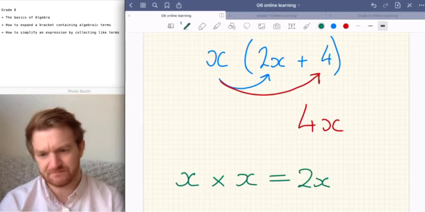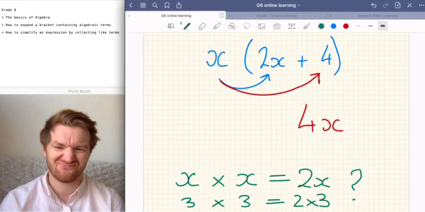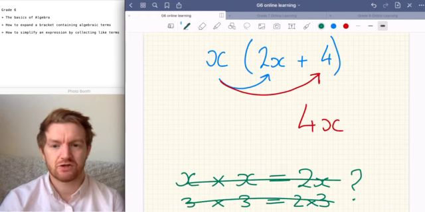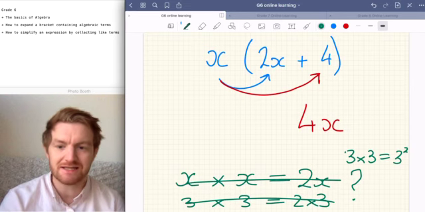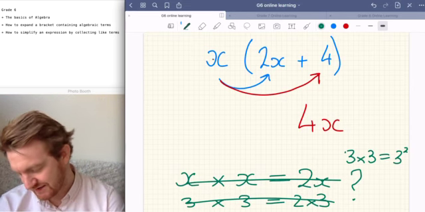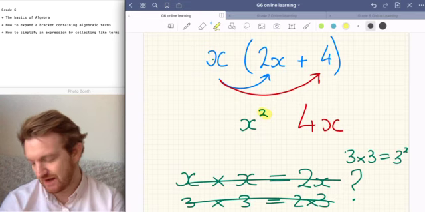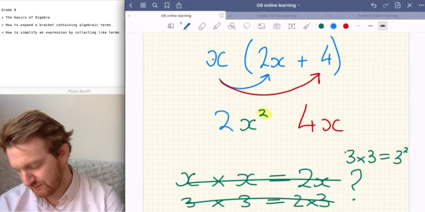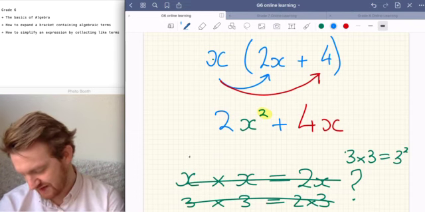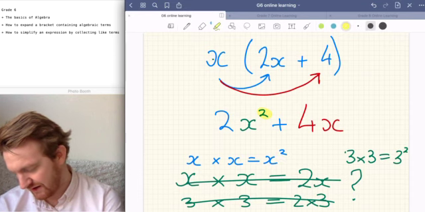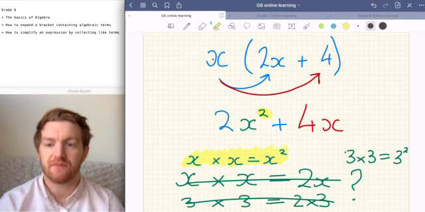x times x equals 2x. Is that just like 3 times 3 is equal to 2 times 3? Does that make any sense? No. Two letters, or two of the same thing times together, 3 times 3, we should hopefully know is 3 squared, just like we did in the indices unit at the start of the year. So x times x is going to give us x squared. I'm going to highlight that squared. So when we multiply two of the same letters together, we get an x squared, but we also need the 2 in the front, and we're adding those together. So it's not x times x is 2x, it's x times x is x squared. I'm going to highlight that for you. Very, very, very important.